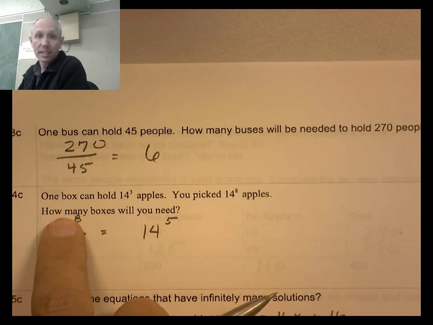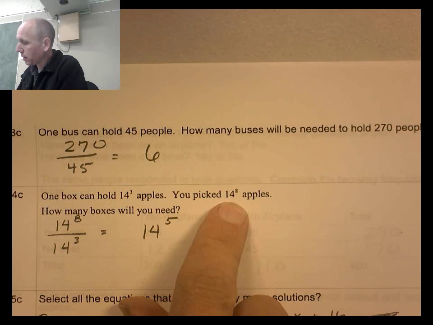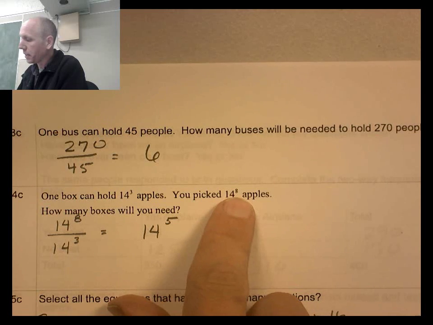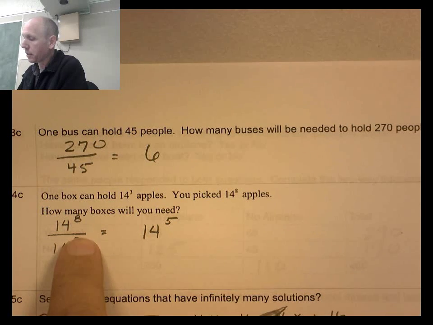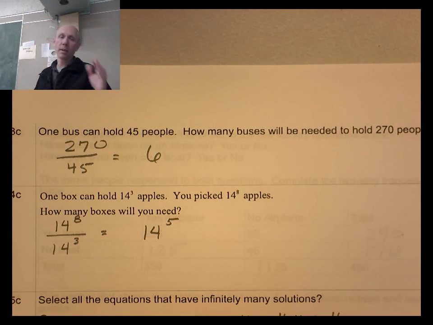One box, now same idea except with exponents. One box can hold that many, so it's 14 to the 8th divided by 14 to the 3rd. 14 to the 8th minus 3 is to the 5th, right? How many are on top? 8. More on the top than the bottom. How many more? 5.